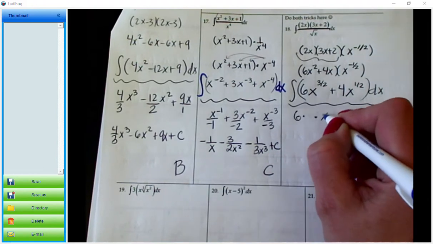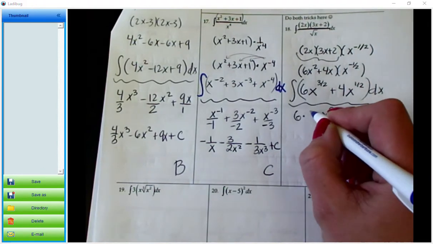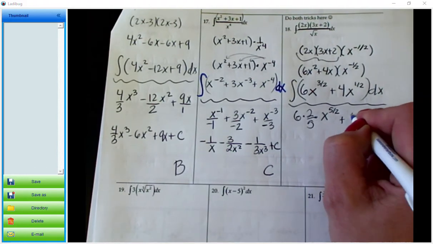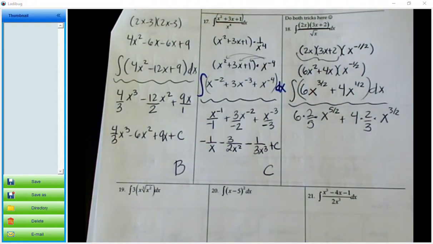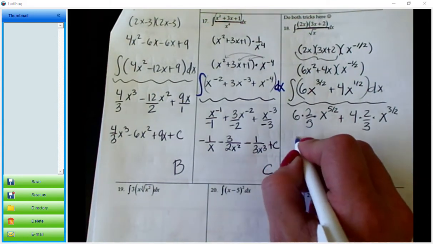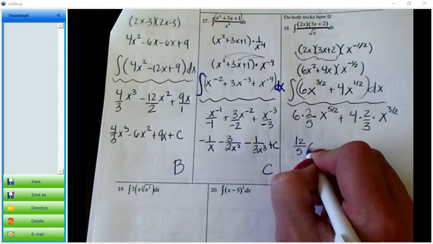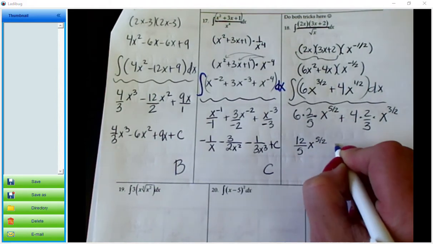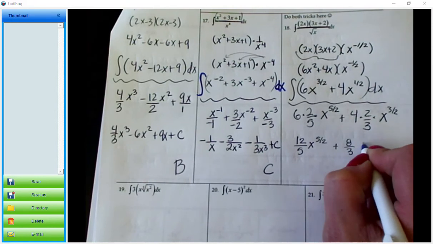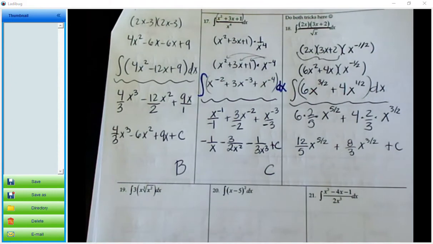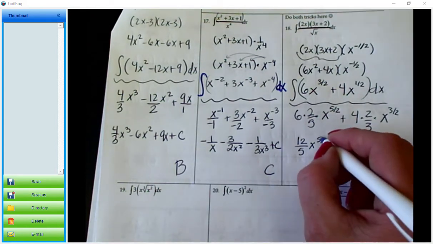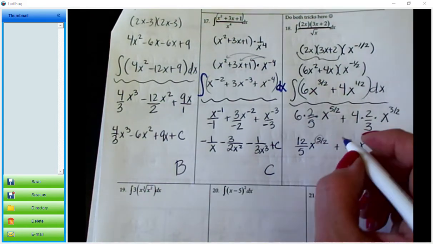All right, leave a little placeholder. Add 1, reciprocal. Add 1, reciprocal. Okay, so the power stays, the root moves.